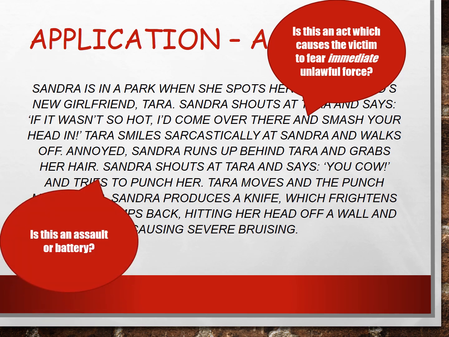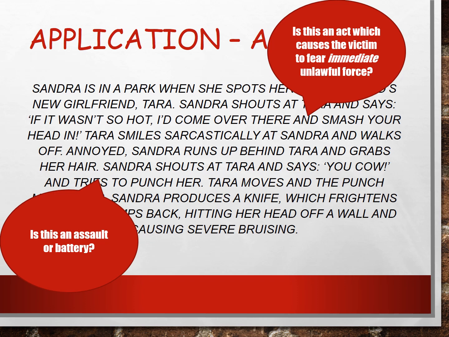And then, of course, we have the second part, Sandra running up behind Tara and grabbing her hair. And then shouting at her, saying, "You cow," and trying to punch her. So we've got running up behind her, grabbing her hair. Of course, at that point, we could have just a battery, because there would be no fear if she's running up behind Tara, unless Tara knows that she's running up behind her. It doesn't indicate that here. And then we have a trying to punch her, which could potentially be an assault.